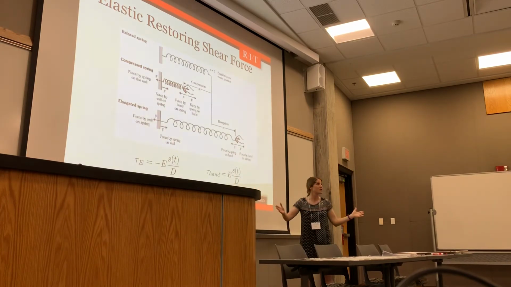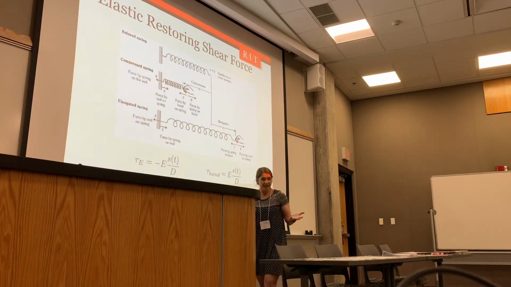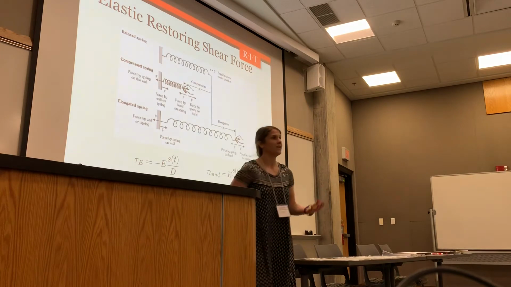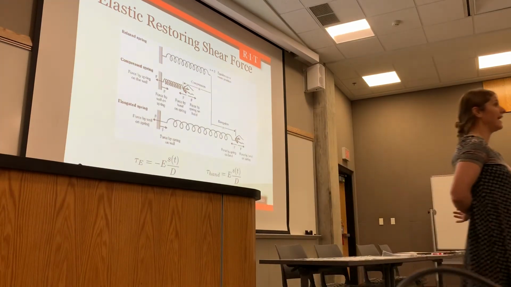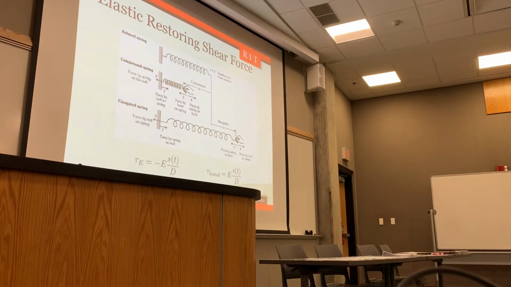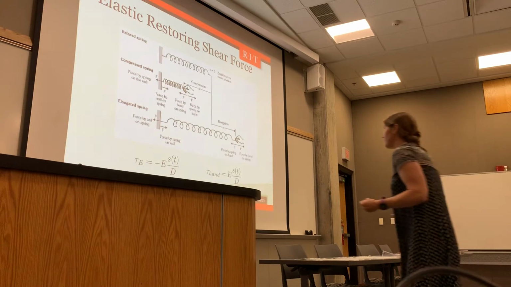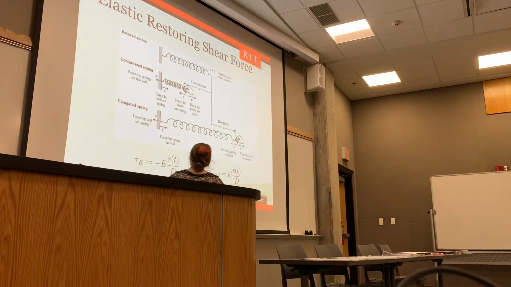It wants to go back to its original shape. And the way I quantify that, if you're used to seeing it in your physics class, it was usually presented to you as K times X, where X is your displacement and K is the stiffness of your spring. I'm going to present it in a slightly different way. So again, S is my displacement. That is how much I stretched it.